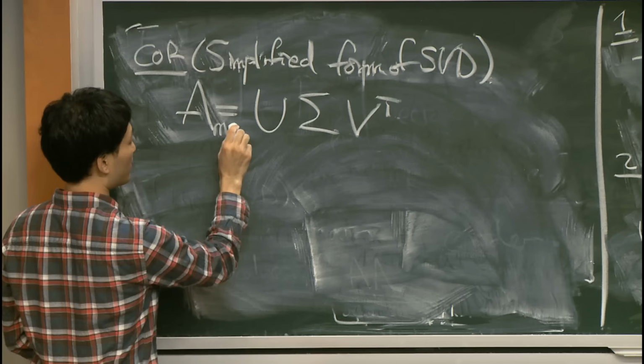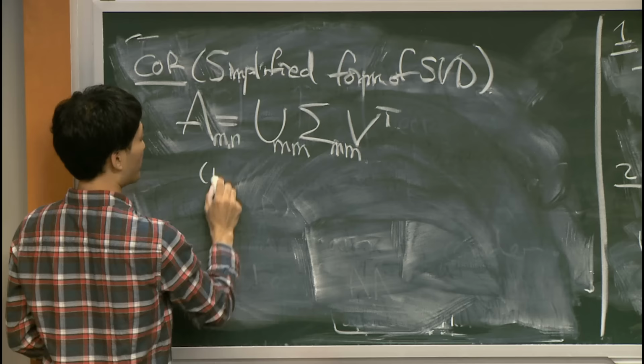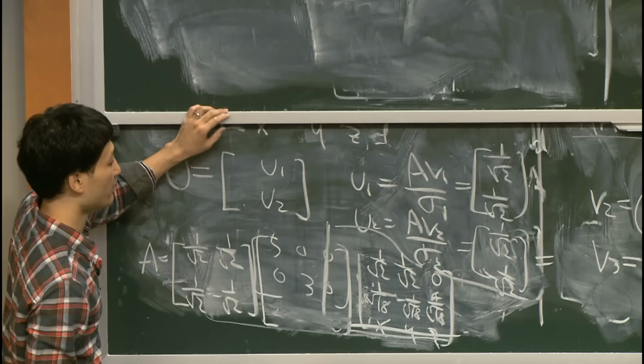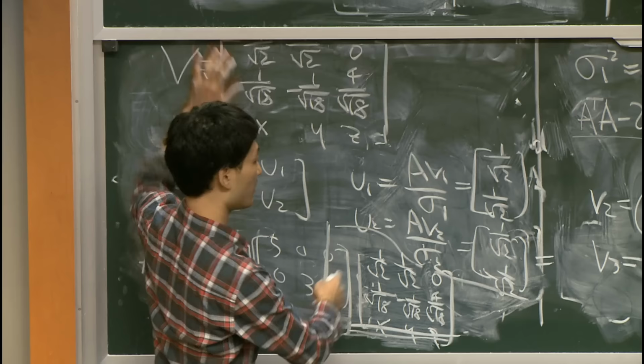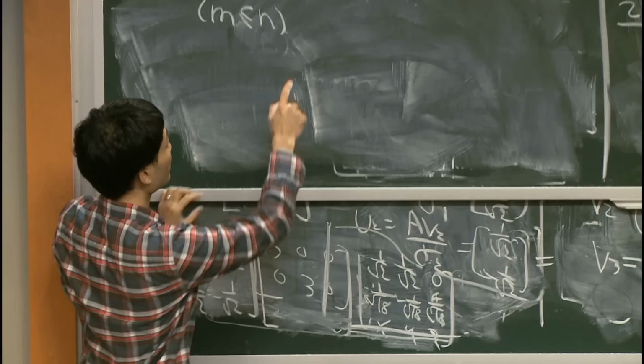U is still an M by M matrix. But now sigma is also an M by M matrix. But this only works when M is less than or equal to N. And V is an M by N matrix. Okay. So the proof is exactly the same. And the last step is just to drop the irrelevant information. Okay. So I will not write down why it works. But if you go through it, you'll see that dropping this part corresponds to exactly that information. So that's a reduced form.